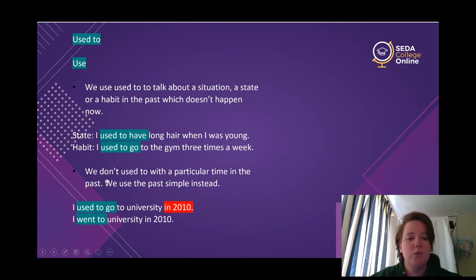We don't use used to with a particular time in the past, okay? We use the past simple. For example, I used to go to university. I went to university in 2010. That's the only time I use time, in the past simple, okay? Because you're talking about a past thing and it's over now, but there's no change from now to then. So it's really important. You do not say I used to go to university in 2010. No. Okay? So just remember that when you're speaking as well. Don't use time. Okay?